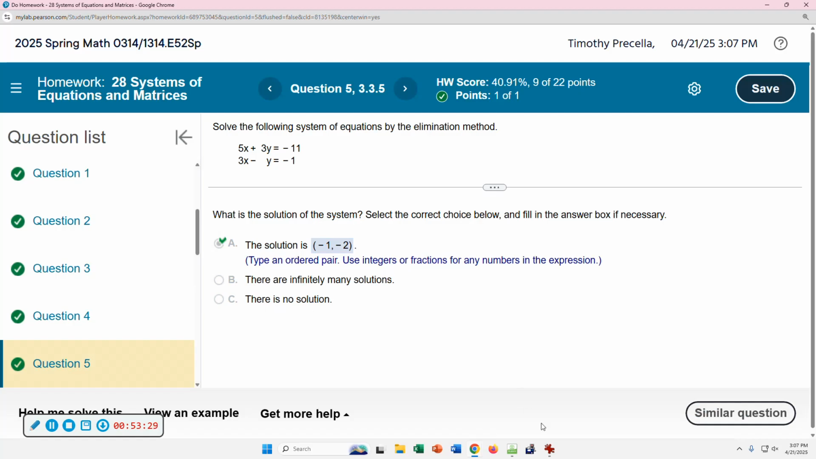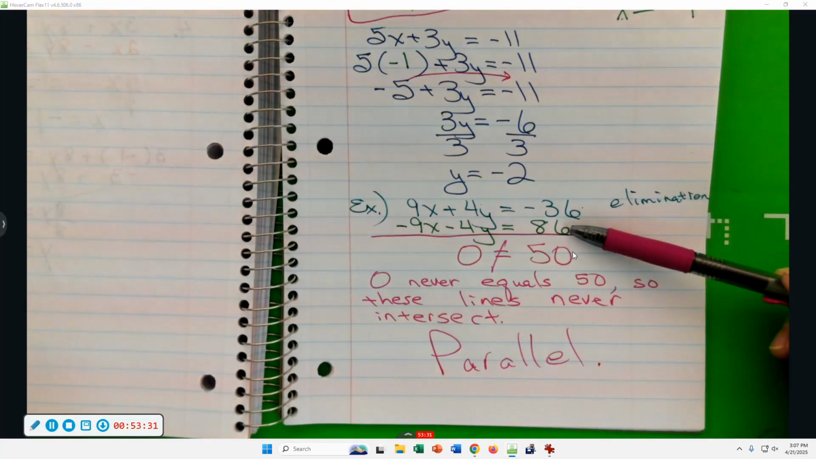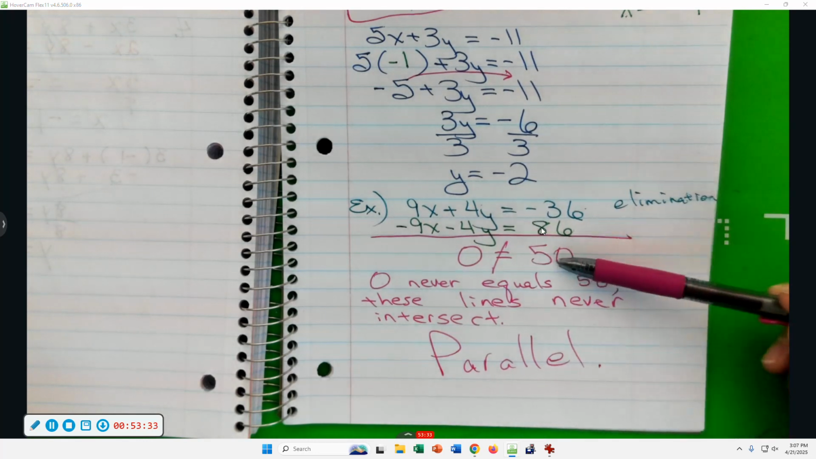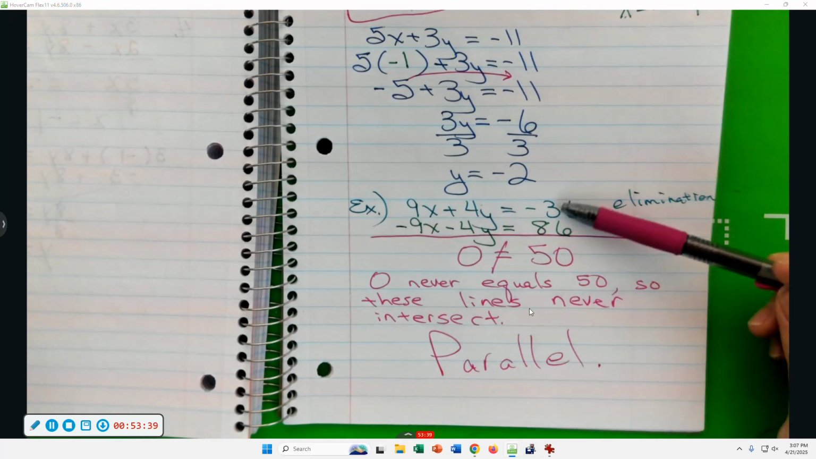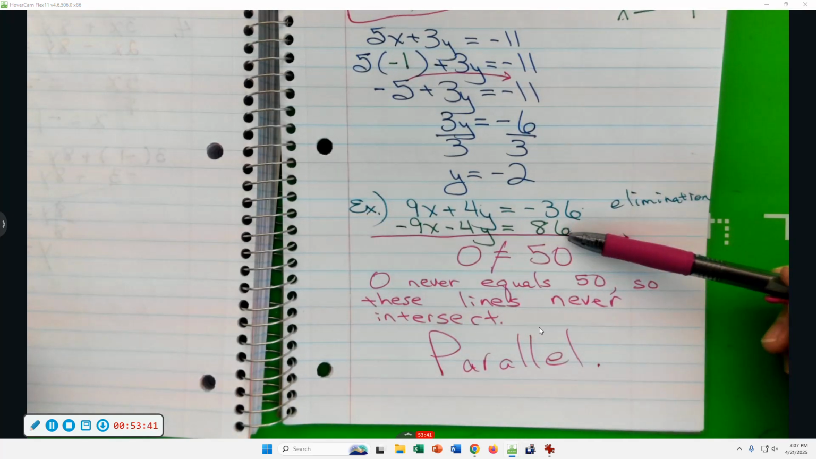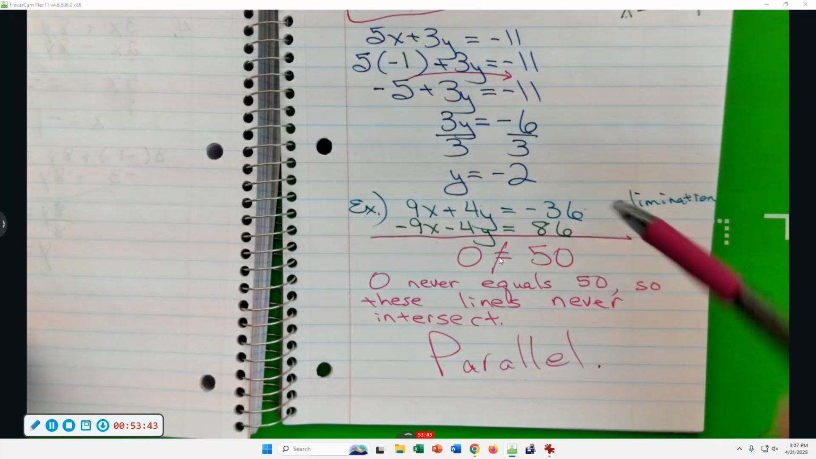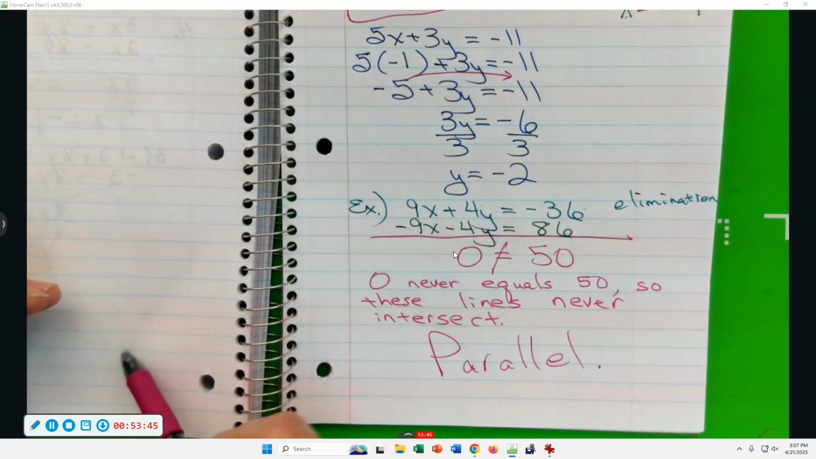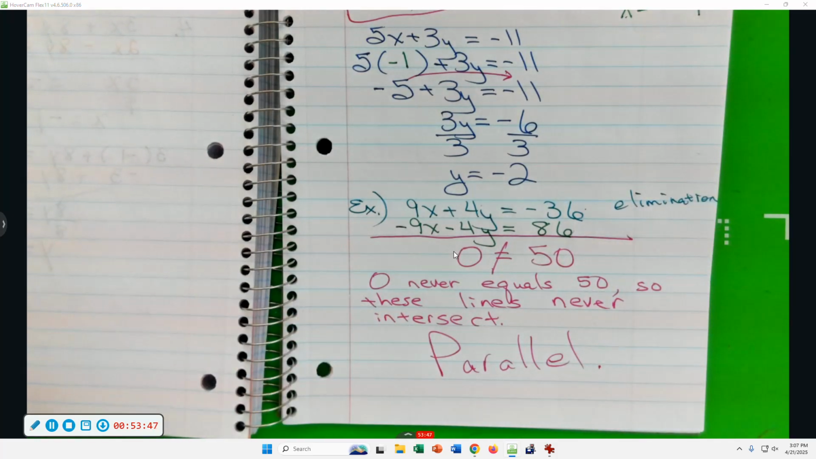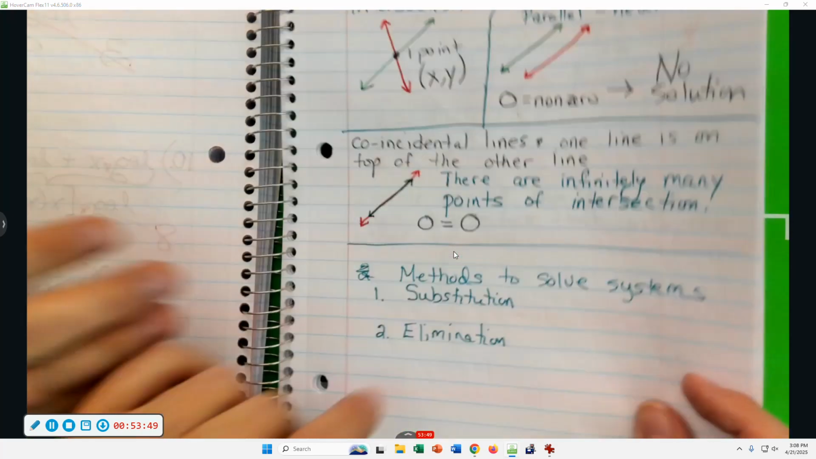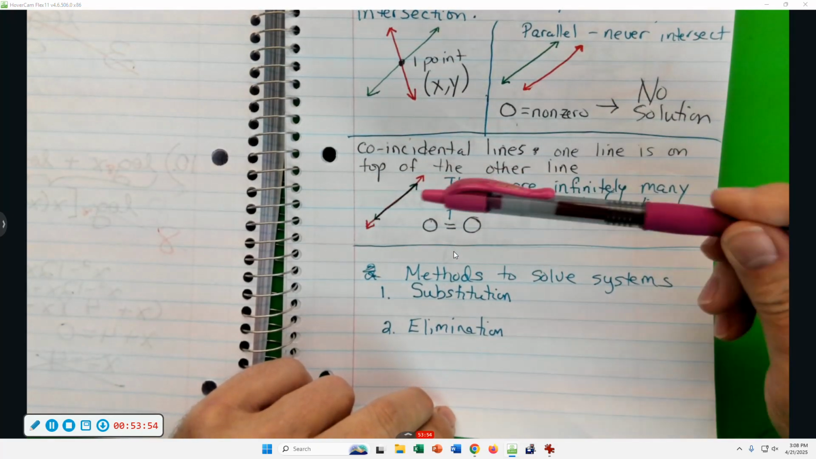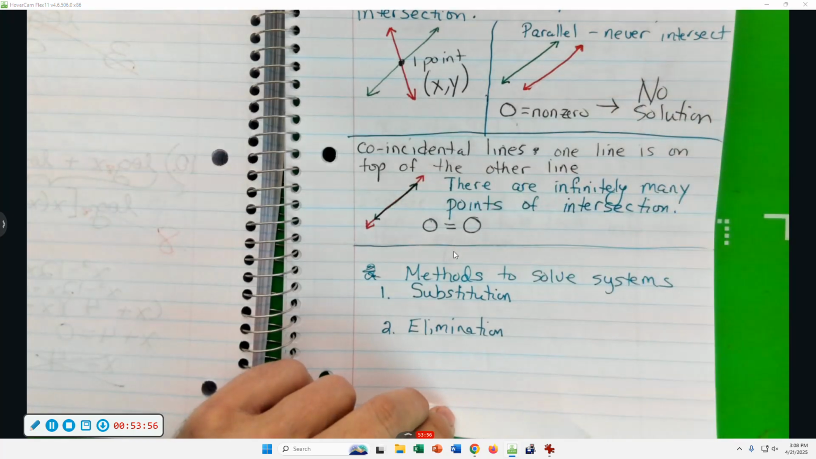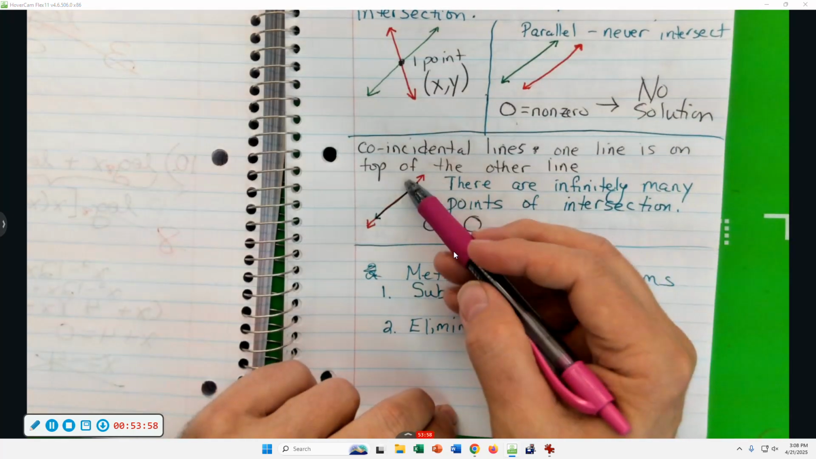Now, suppose that had been a 36 down here. Suppose it had said 0 equals 0. Well, how often does 0 equal 0? Always. That means the lines always intersect. If you had 0 equals 0, that means you have one line sitting on top of another line. Okay, there. If you wind up with 0 equals 0, coincidental lines, infinitely many solutions, because every point is common.